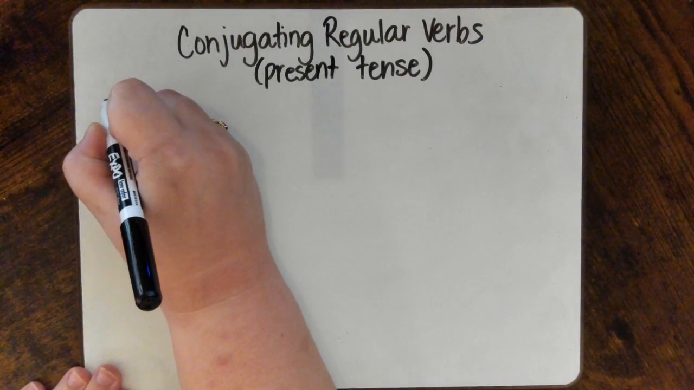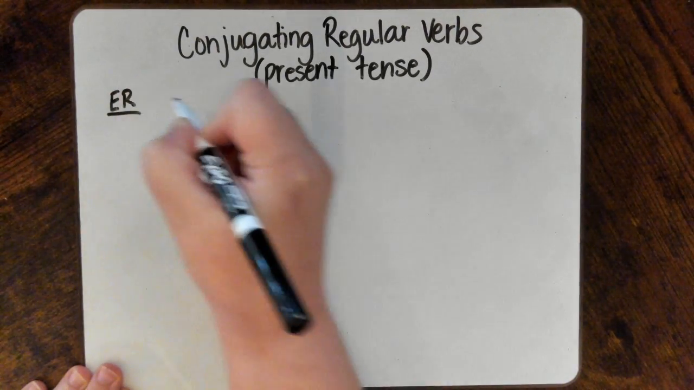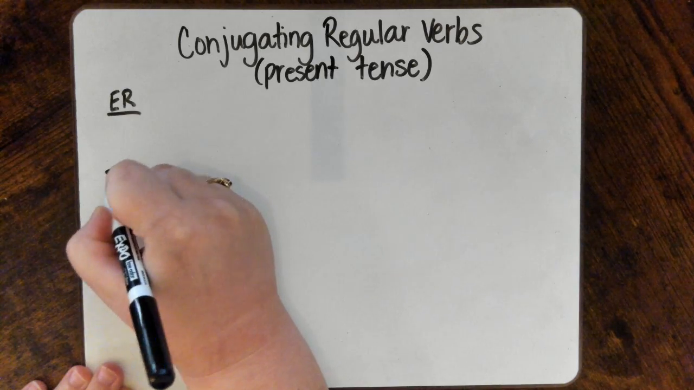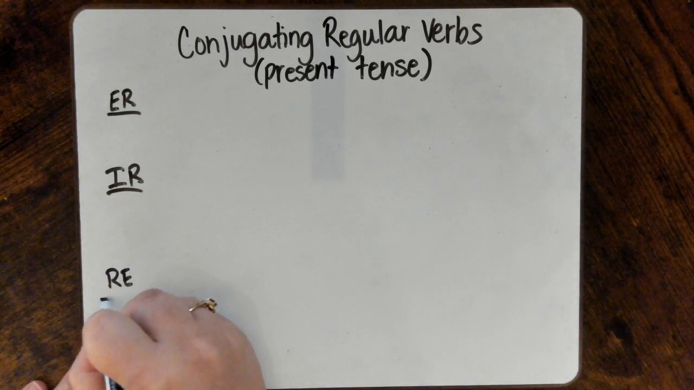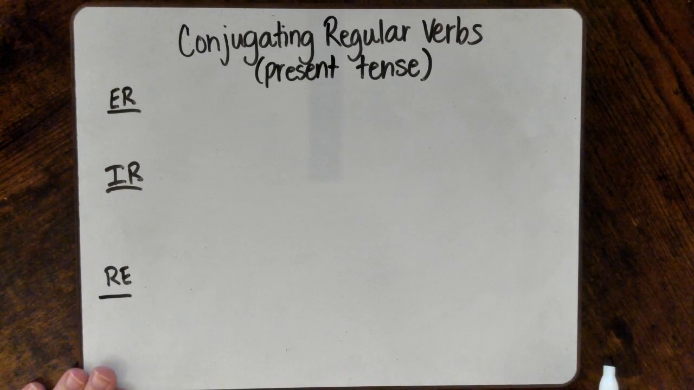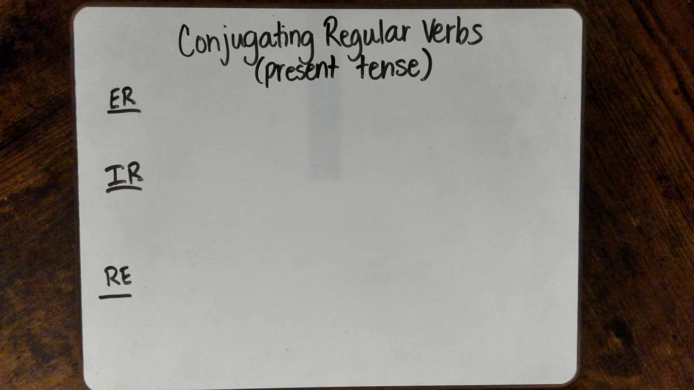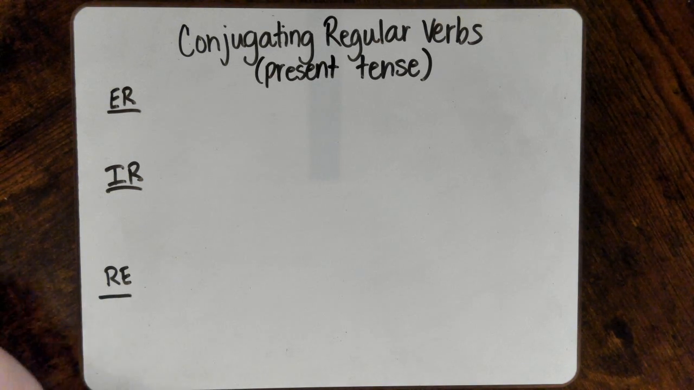So we have three different groups of verbs. We have ER verbs, IR verbs, and RE verbs. Depending on which type of verb you're conjugating, you're going to use different endings. These are endings that you just need to memorize based on which type of verb you're using.